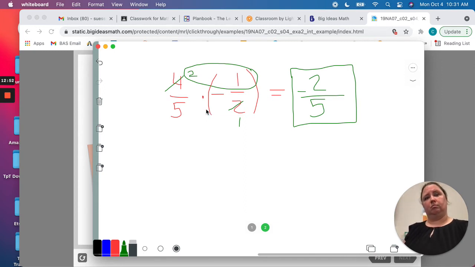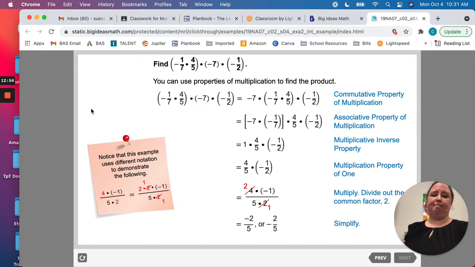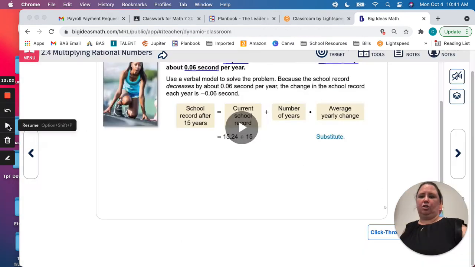Okay. All right. Any questions on this example? No. Everybody got it in your journals? Yeah. All right. Go do your tries. Else? In your journals, write example 3.